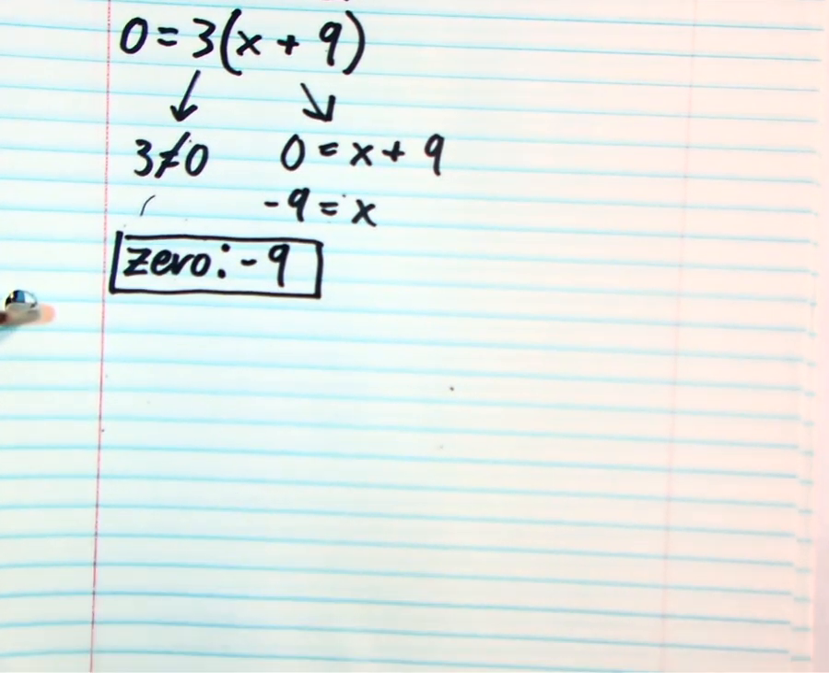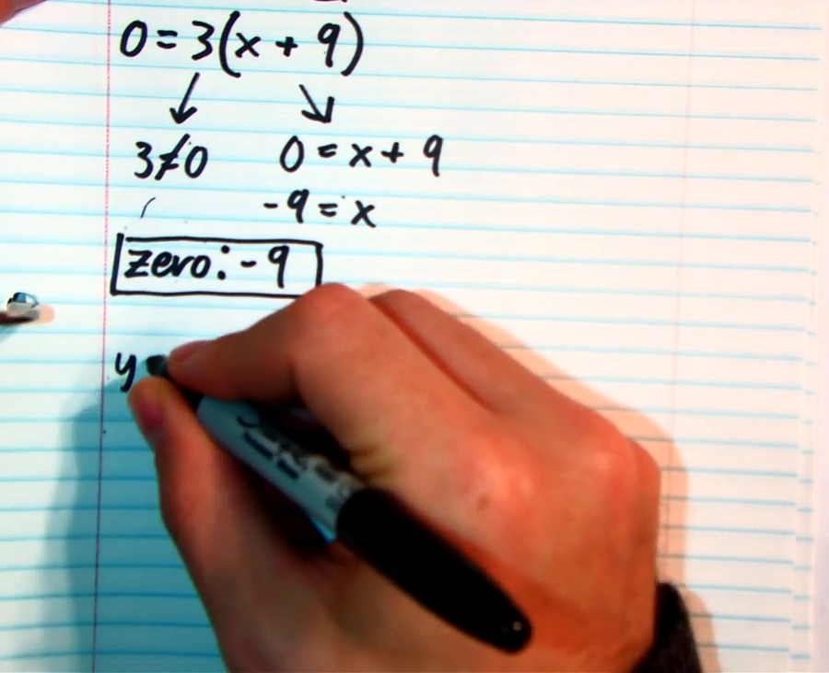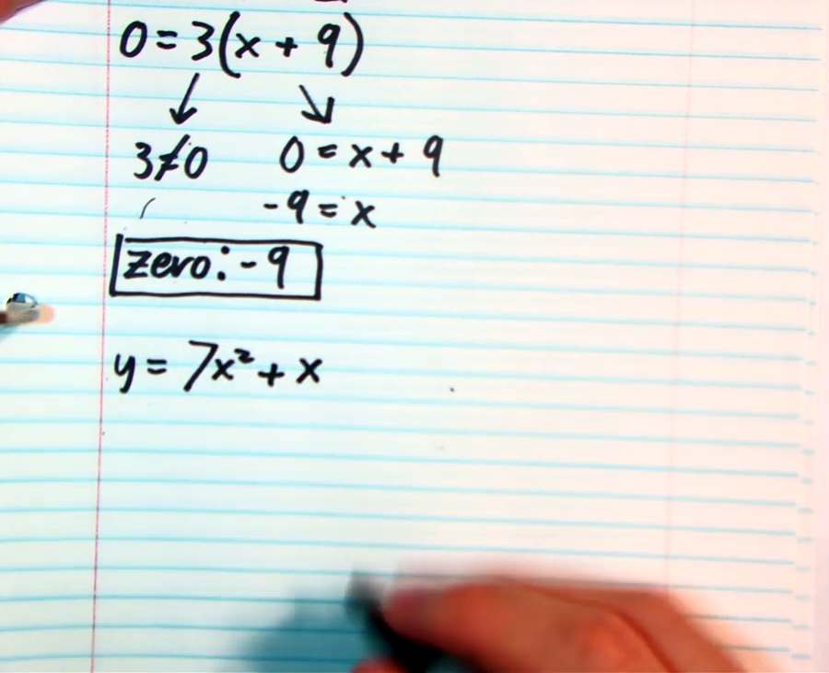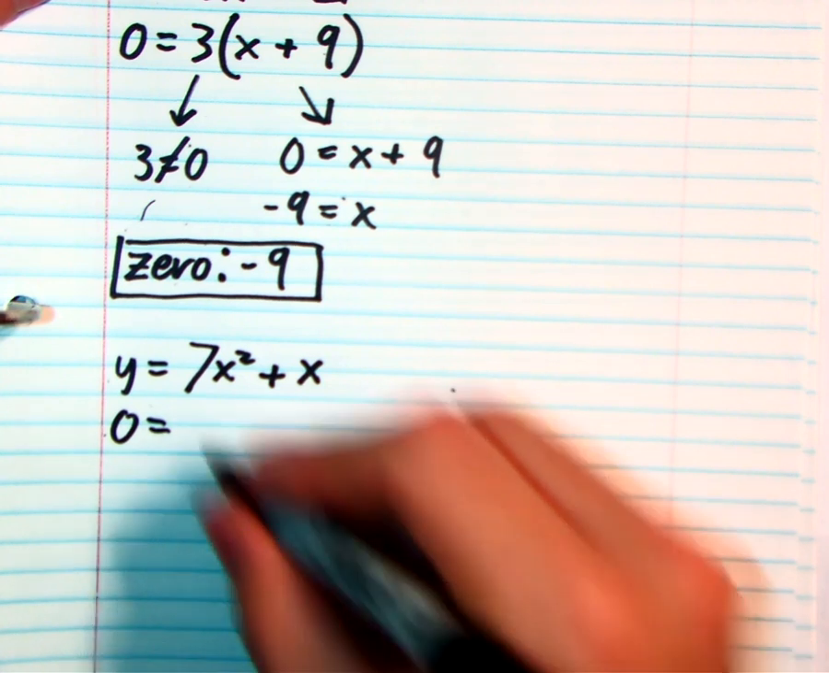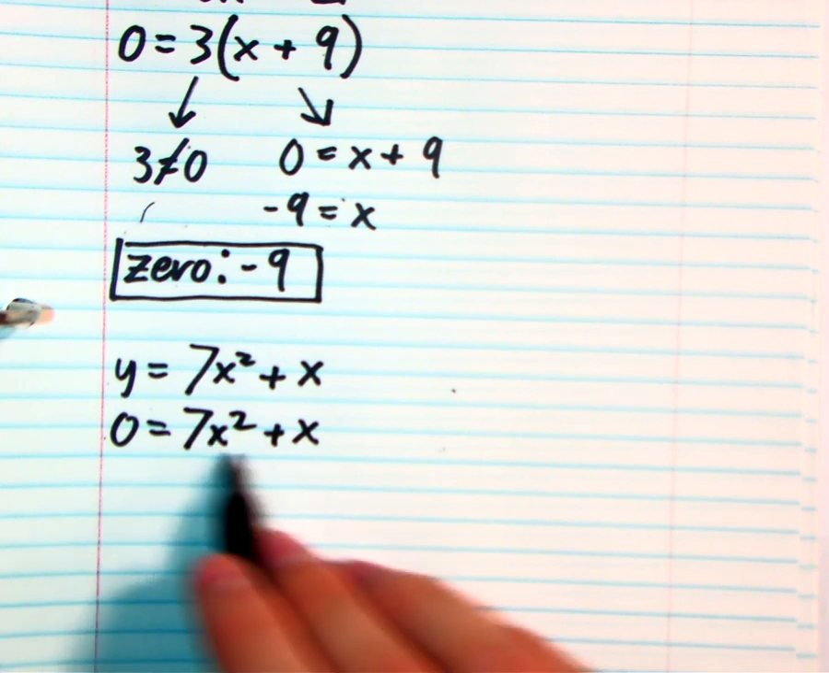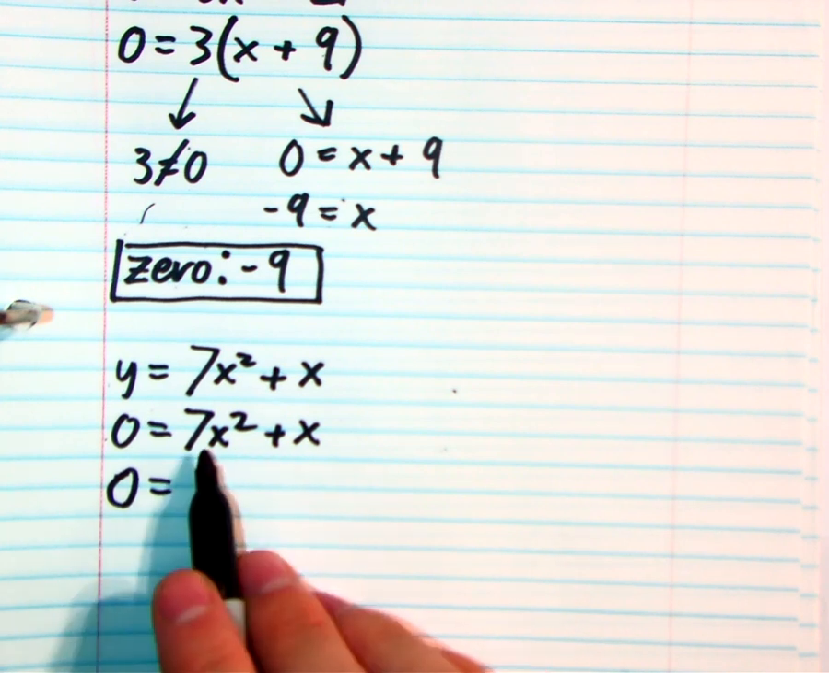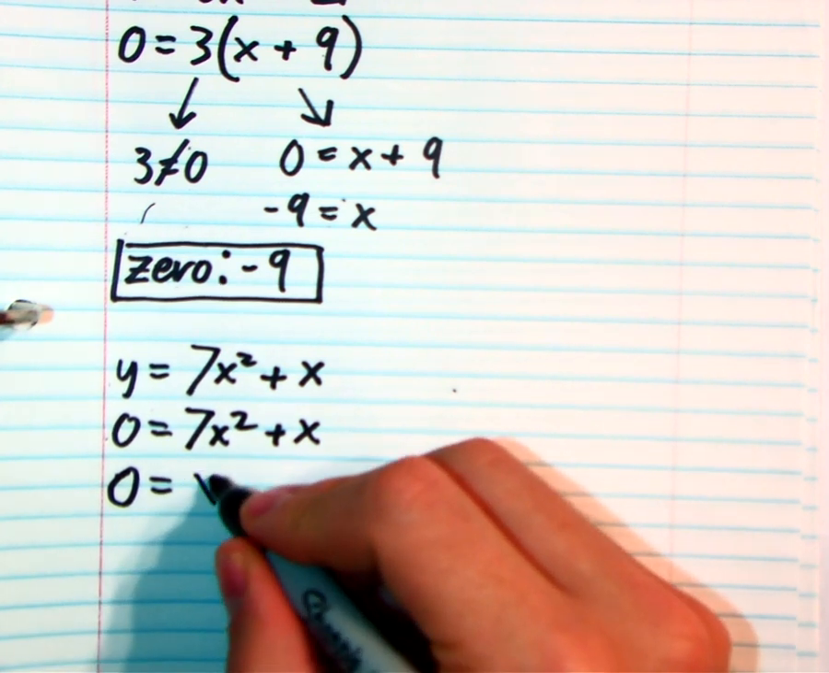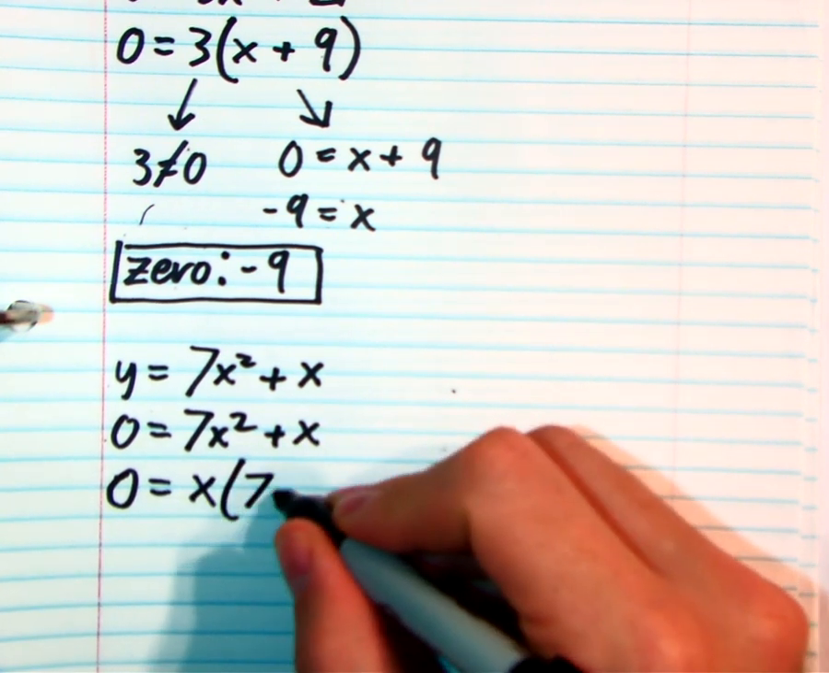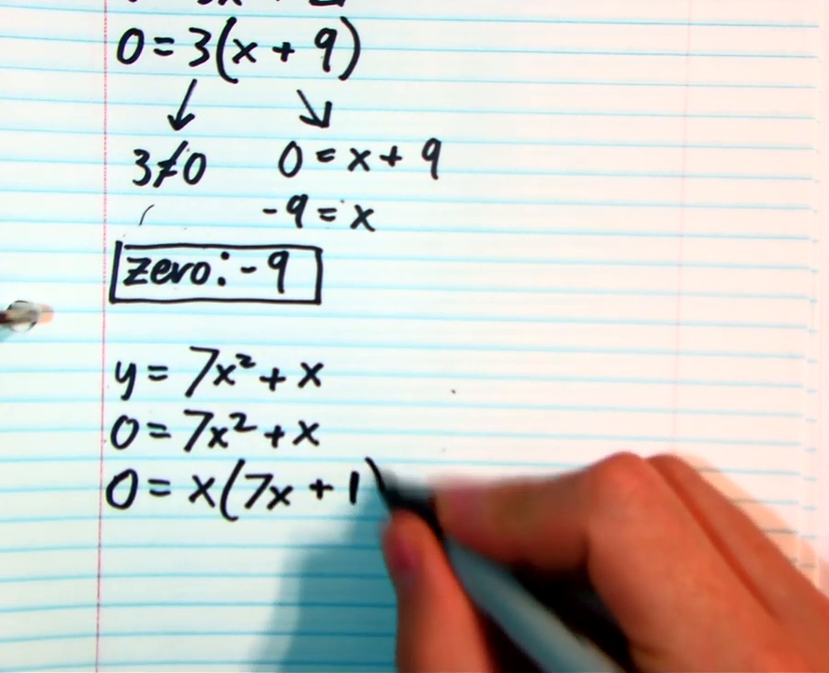Alright, let me do another equation here. One last equation. And that is y is equal to 7x squared plus x. So again, I'm going to set y equal to 0, and then I'm going to factor if I can. Are there any greatest common factors? Anything that divides evenly into both terms? Well, I think just x can come out of both terms. So if I divide 7x squared by x, I'm going to get just 7x. And if I divide x by x, I'm going to get 1.